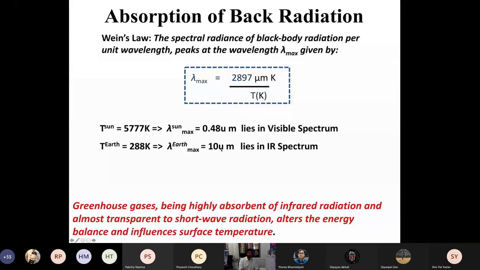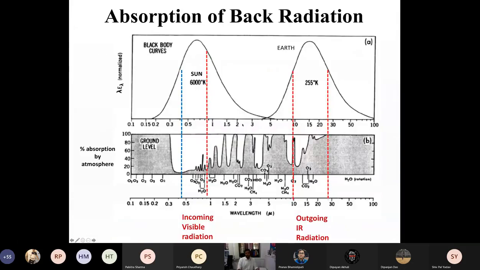Whereas for Earth it lies around 10 micrometers, which is in the IR spectrum. For the Sun, it's in the visible spectrum. And this is how we represent that. The Sun is to the left, the Earth is to the right, and for the Earth, we are taking the mean annual temperature to be devoid of any greenhouse cover, which is 255 Kelvin.